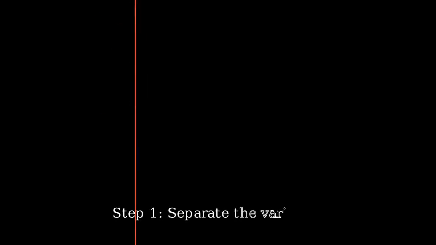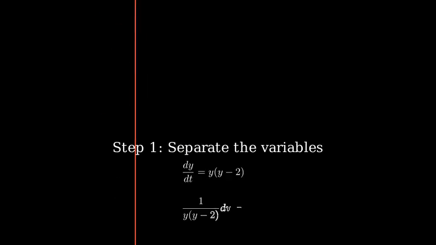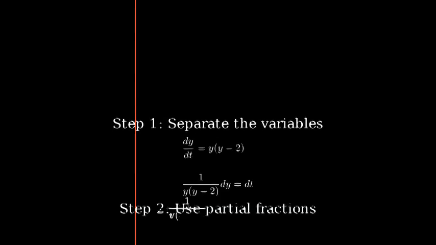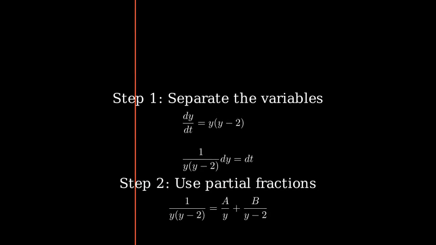Step 1. We separate the variables by moving all terms with y to one side and all terms with t to the other side. Step 2. We need to use partial fractions to decompose the left side of our equation. The expression 1 over y(y − 2) can be written as A over y plus B over (y − 2), where A and B are constants we need to determine.